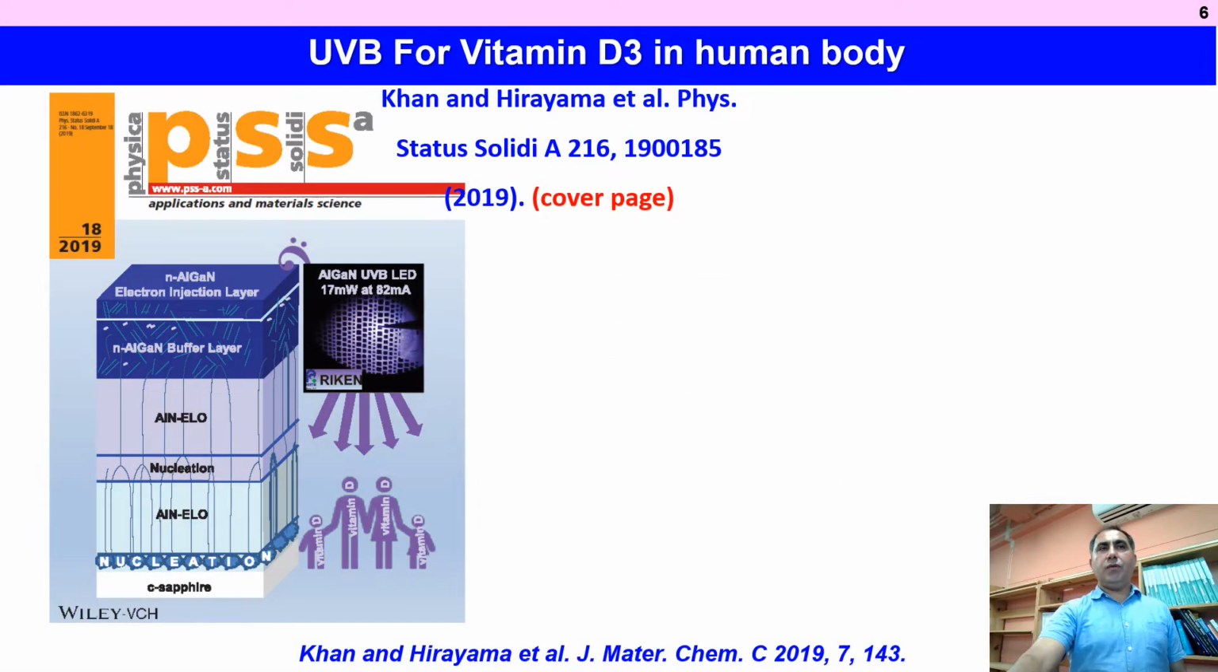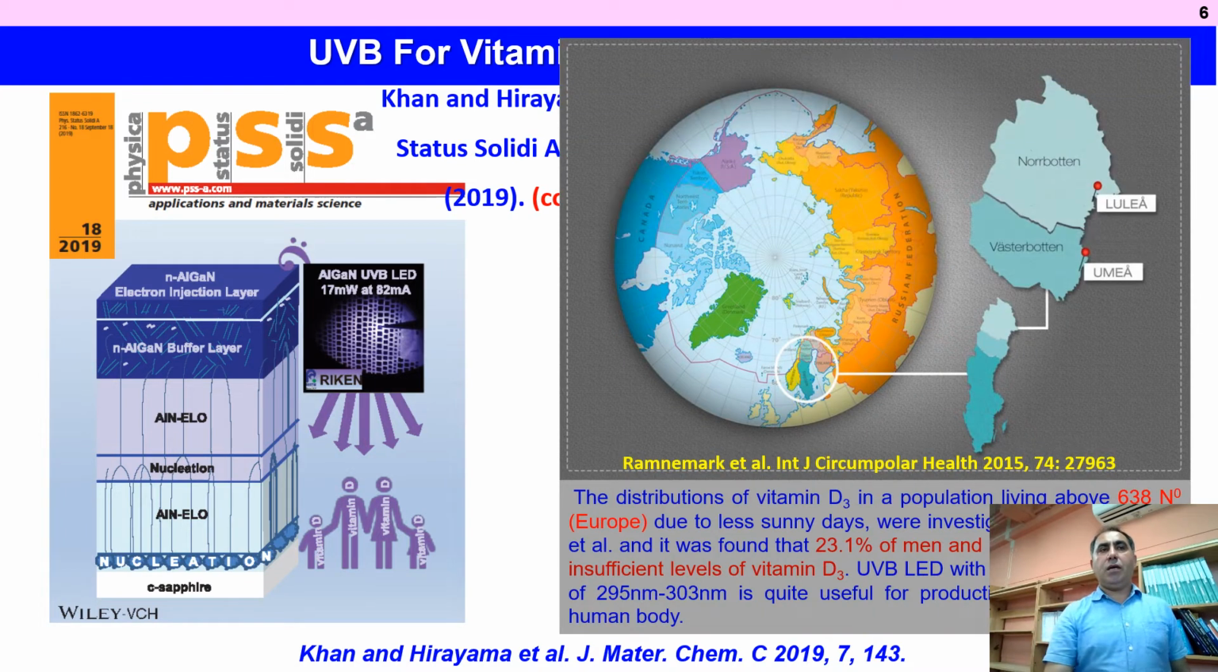Also, we can use it for vitamin D3 production in the human body. Here I have the cover page of the PSSA. So here is my UVB LED, which is producing 17 milliwatts.